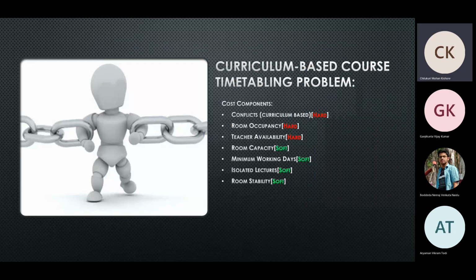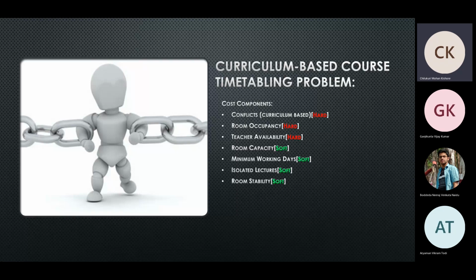So these are the constraints and objectives that we call hard constraints and soft constraints. A hard constraint is one that must be satisfied at all times. A soft constraint is one we want to be satisfied as much as possible if the cost for doing so is not too great. Coming to the constraints here, the first one is conflicts based on curriculum. For example, two courses cannot be in the same period. It is a hard constraint.